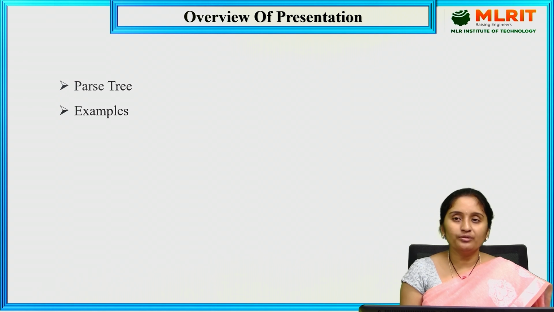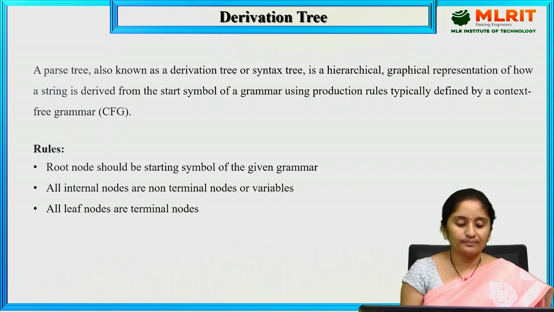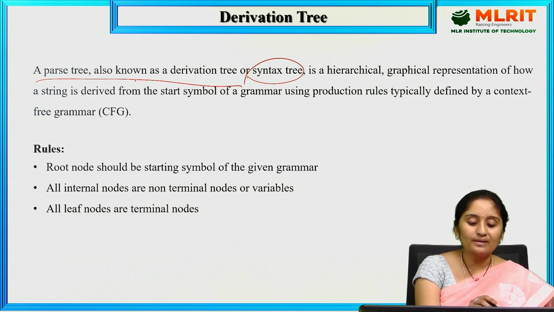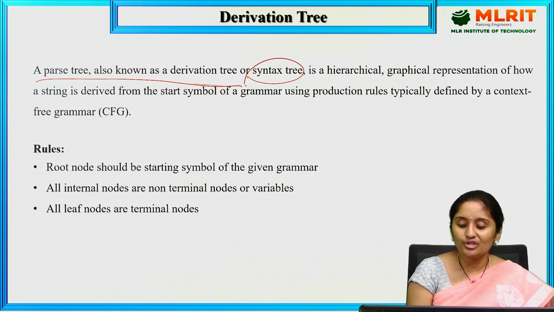Here I am going to discuss what a parse tree is and what types of parse trees we have, with an example. A parse tree is also called a derivation tree, or a syntax tree. In the phases of a compiler, the syntax tree is a tree structure that we derive, and we call it a parse tree.